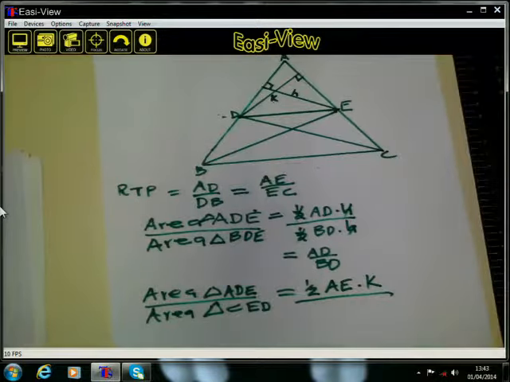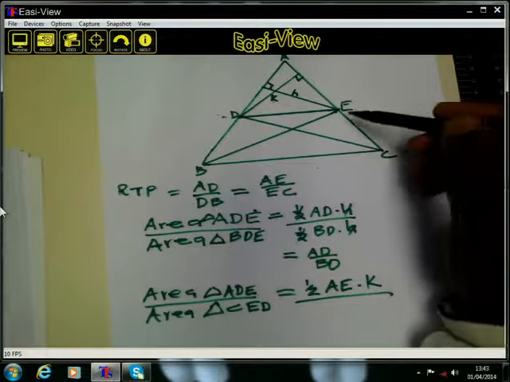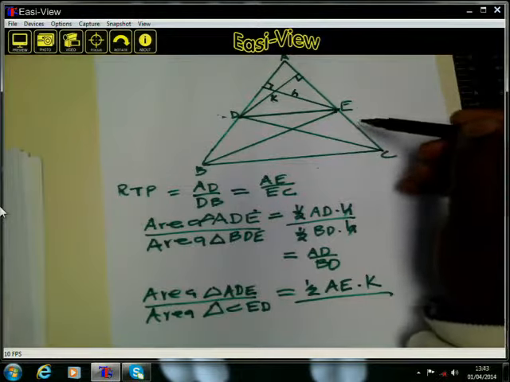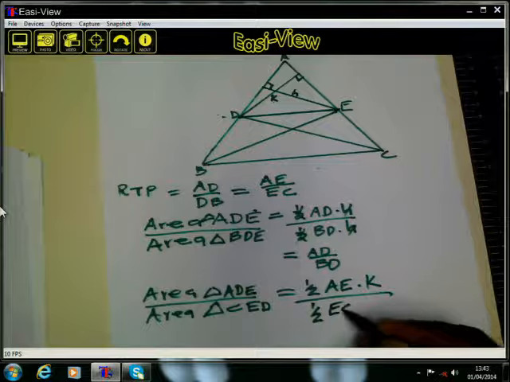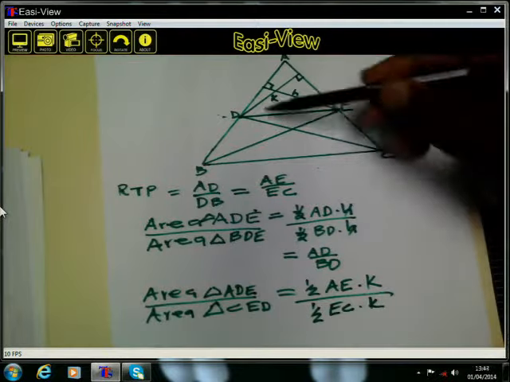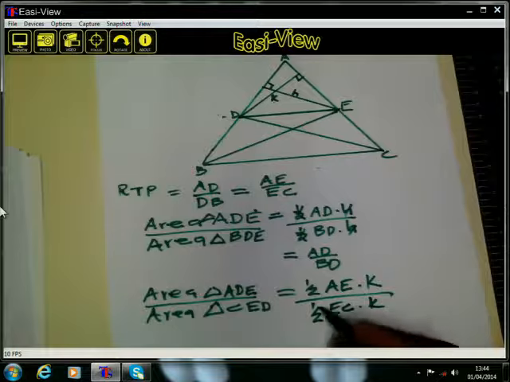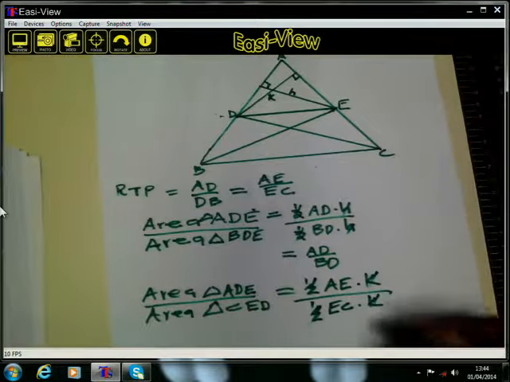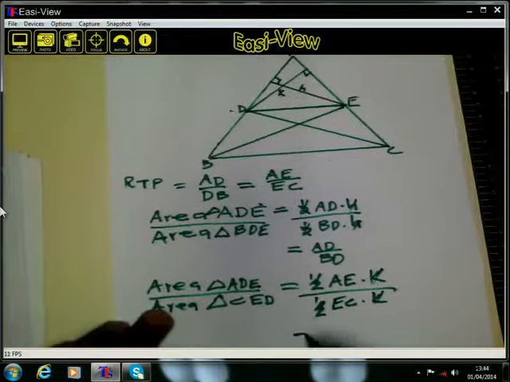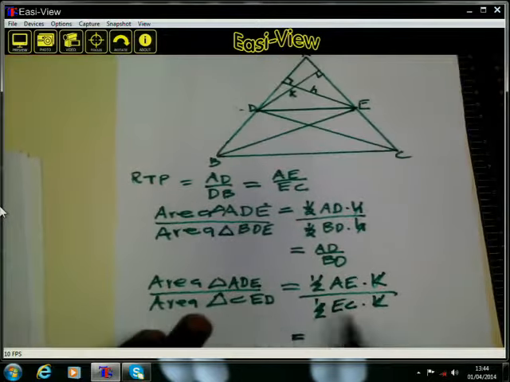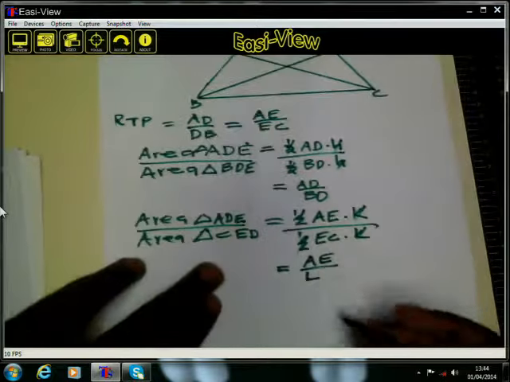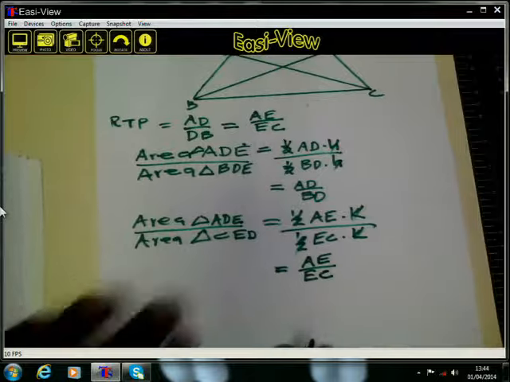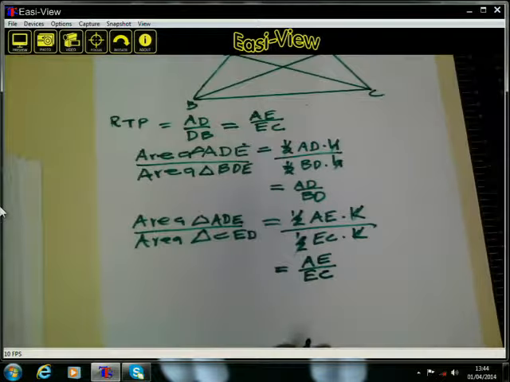Fine. Now, it means the base for this triangle will be EC. So we're saying half of EC multiplied by K. Remember, the height is now outside. Fine. Now, the half will cancel the half and the K will cancel the K, and this will now imply that area of triangle ADE over area of triangle CED is actually equal to AE over EC. That is what we have come up with.